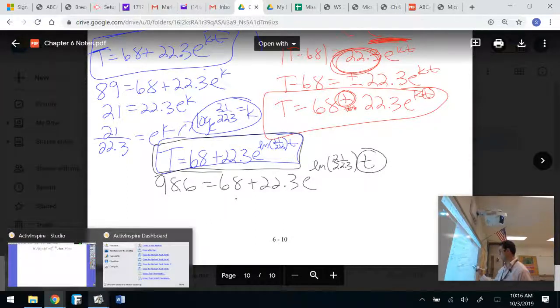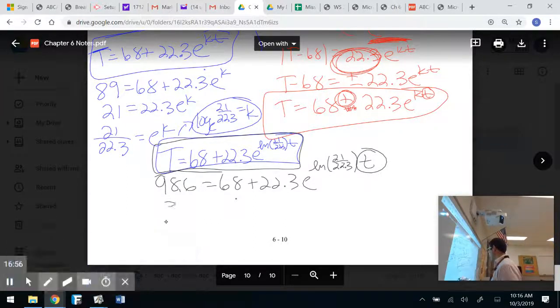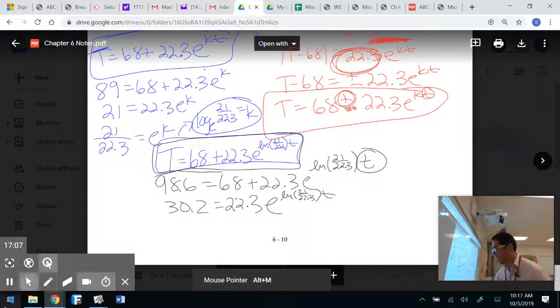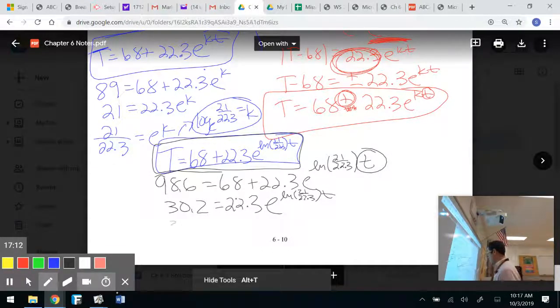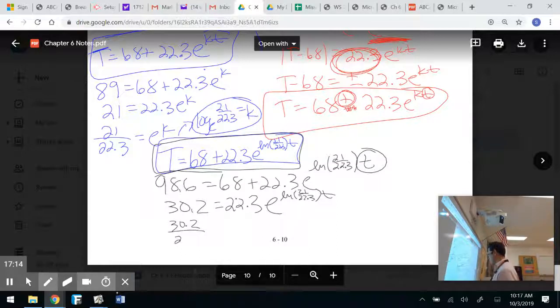Hopefully you tried it on your own. I'm going to subtract that 68. And I get 30.6 is equal to 22.3 e to the natural log of 21 over 22.3 t. Divide by that. Then let's roll. That'd be 30.6 over 22.3 is equal to e to the natural log of 21 over 22.3 t. Oh, and then that's an exponent.